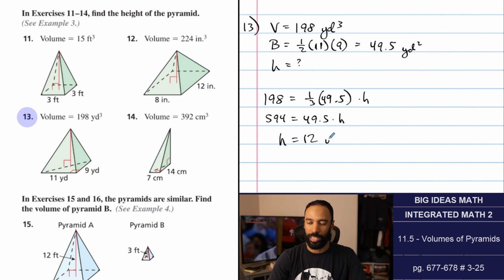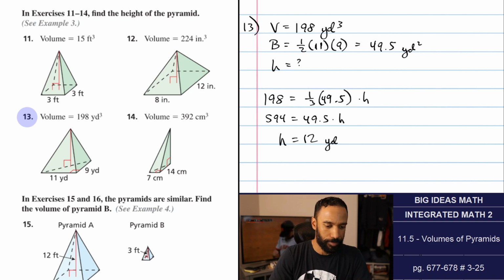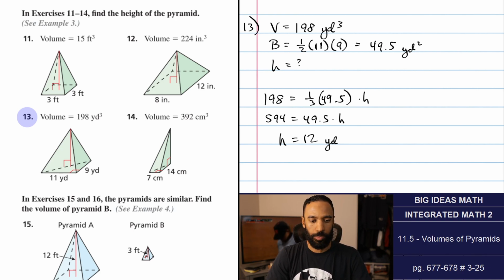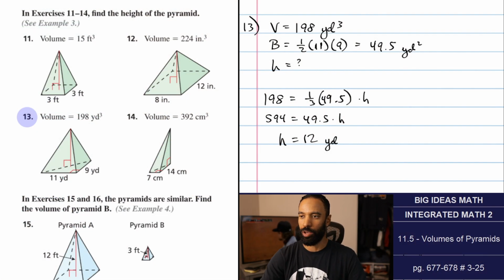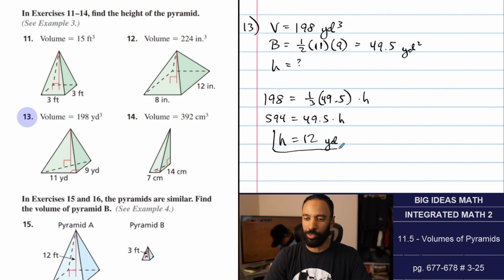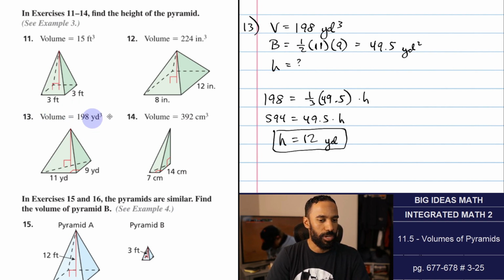I'm going to go ahead and check that with a calculator. I assume we're just doing whole numbers there. Calculator. So 594 divided by 49.5. Yeah, getting 12. So I think everything else was correct with what we did there. So that'll be 12 yards. Always have the units. Do not forget the units. Don't forget the units. Number 14.